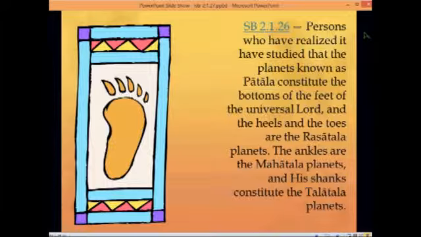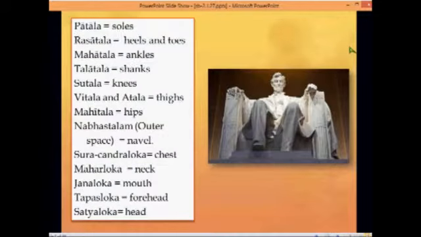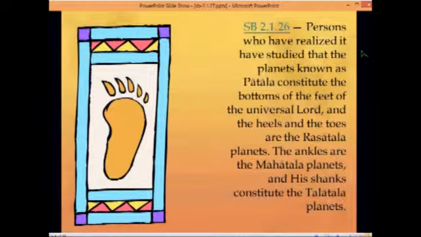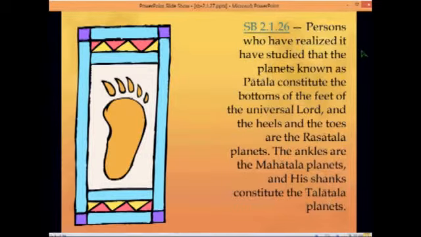So translation. Before this, it's actually a series of 3 verses, 26, 27 and 28. But before this it is talking about persons who have realized it. Persons who have realized it have studied that the planets known as Patala constitute the bottoms of the feet of the universal lord. And the heels and the toes are the Rasatala planets. The ankles are the Mahītala planets, and his shanks constitute the Tala planets. So 26, 27, 28.